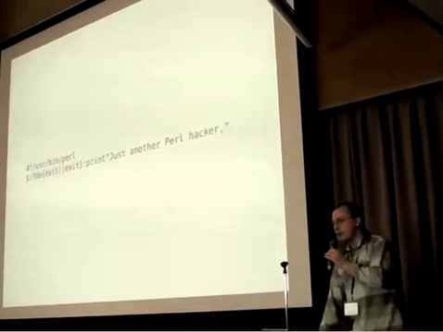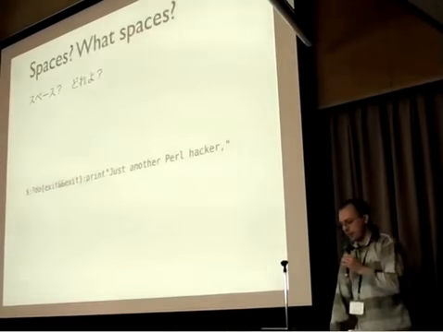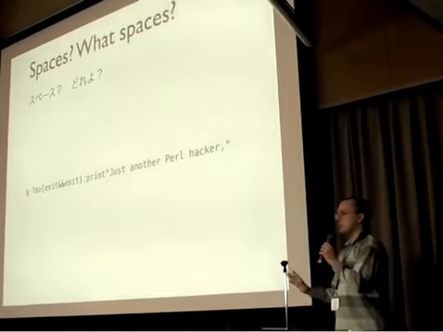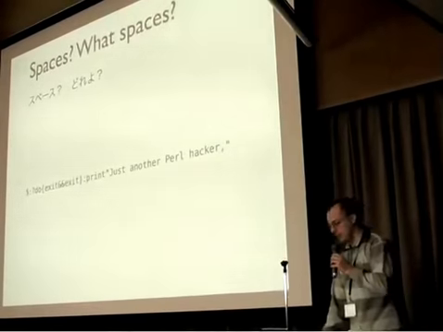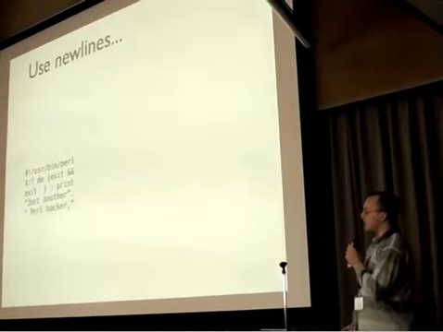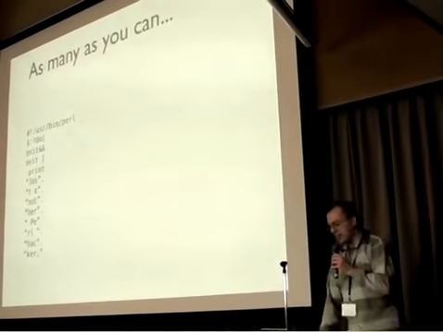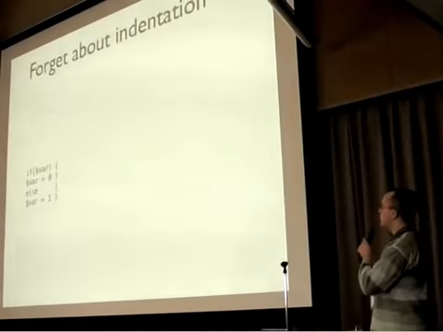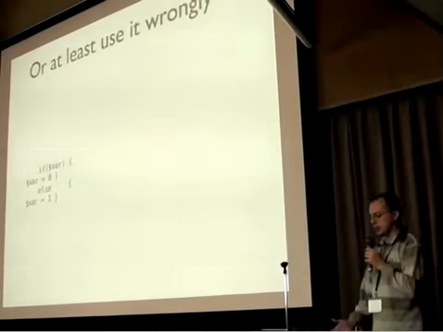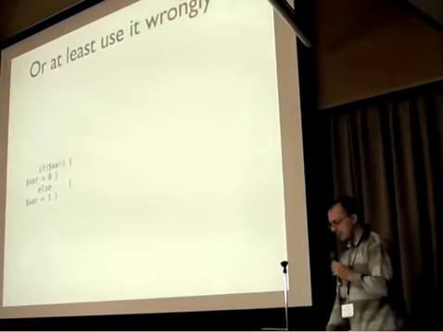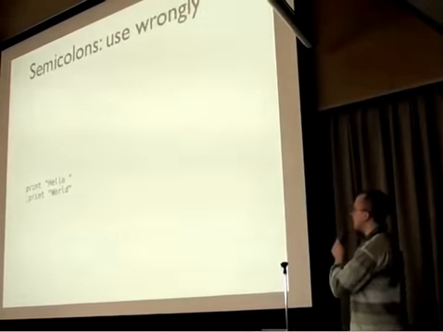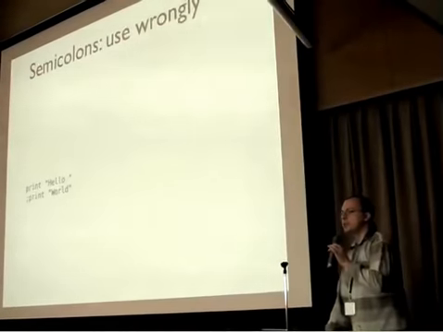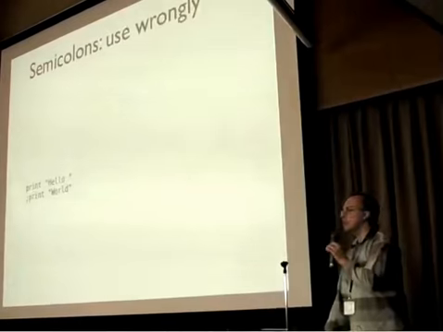So, things you can do to obfuscate your code. First of all, forget about spaces. But just because you're forgetting about spaces doesn't mean you should forget about new lines. You should use new lines. In fact, you should use as many as you can. And you should forget about indentation, or if you're really going to use indentation, at least use it wrongly. If you're going to use semicolons, then you should also use them wrongly, in the wrong places. And if you're going to use semicolons, you can use a lot of them.